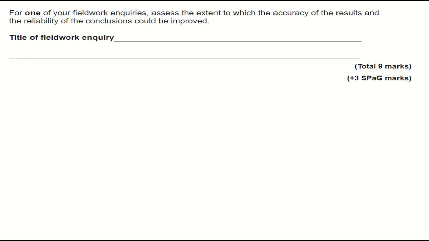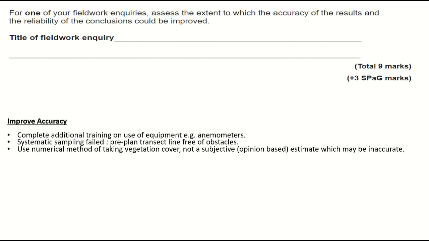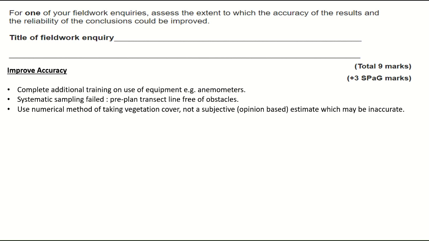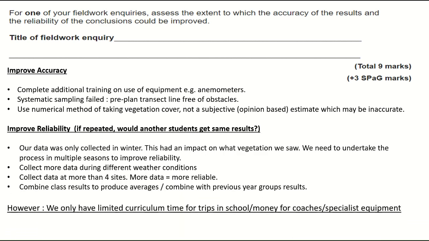So for this question here, if you want to have a little think about it yourself, what you would answer, this is what I went for. Loads of ways we could improve the accuracy, loads of ways we could have improved the reliability. However, if we're assessing the extent, we have to say there's limitations to what we can achieve. We only have limited curriculum time, the trips in school, money for coaches, specialist equipment. Okay, and that's obviously using the physical geography fieldwork. You could have done the exact same for the human, by the way.